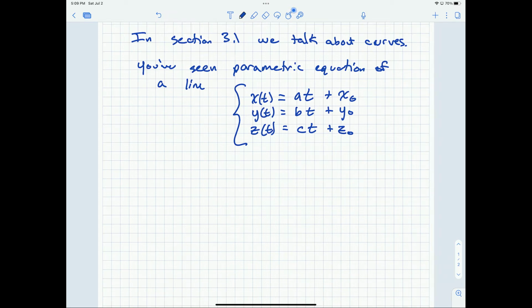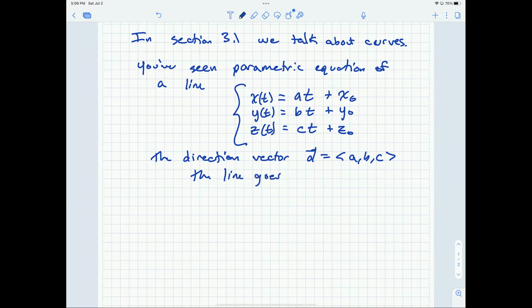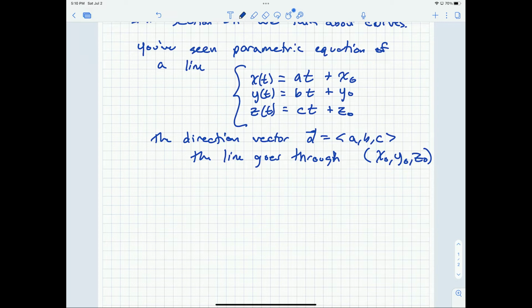If you wanted to try to plot that, well, we could also say that the direction vector, I don't really need to summarize this now because we should already know it, but the direction vector for this, we'll say D is ABC, and the line goes through the point x naught, y naught, z naught, right? Maybe the notation used is not always exactly this notation, but we should already know this, okay?